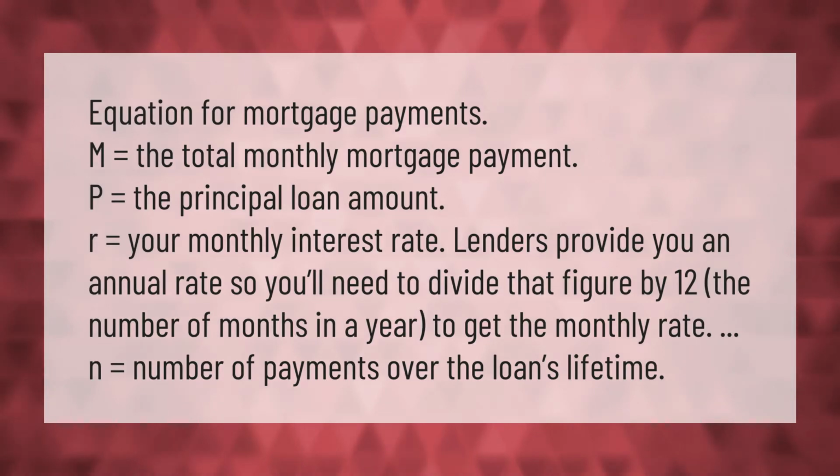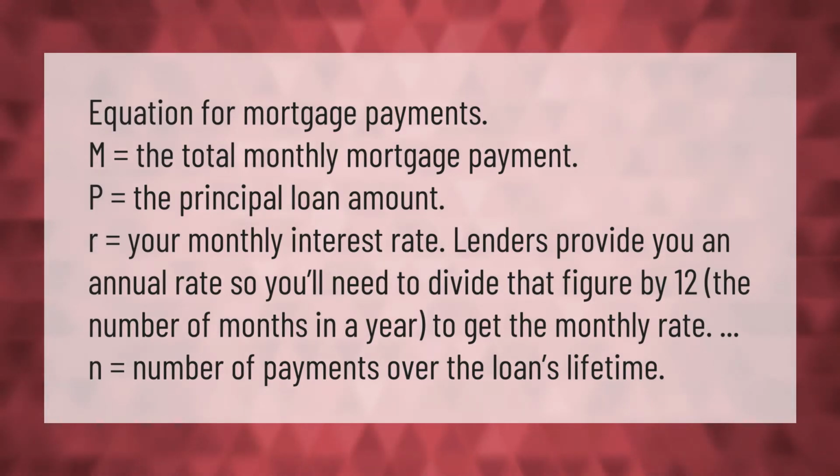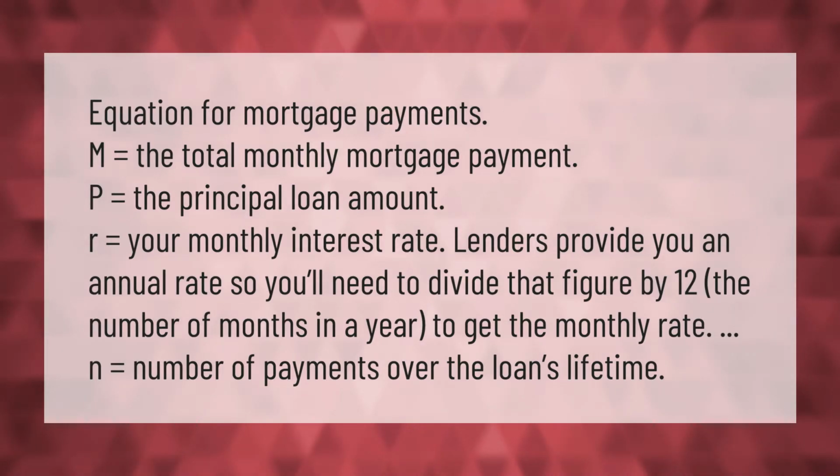Equation for mortgage payments. M equals the total monthly mortgage payment. P equals the principal loan amount. R equals your monthly interest rate. Lenders provide you an annual rate, so you'll need to divide that figure by 12, the number of months in a year, to get the monthly rate. N equals the number of payments over the loan's lifetime.